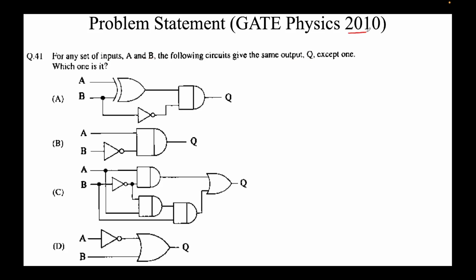The problem statement from GATE Physics 2010 reads as follows. For any set of inputs A and B, the following circuits give the same output Q except one. Which one is it? Here we have been given four combinatorial circuits, and the question says the output of three of them is the same and the output of one is different, and we need to find the circuit which has the different output. This is a multiple choice question with only one correct answer, and we'll try to find the correct one.